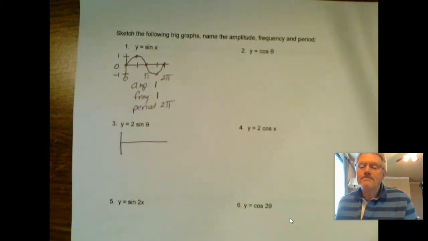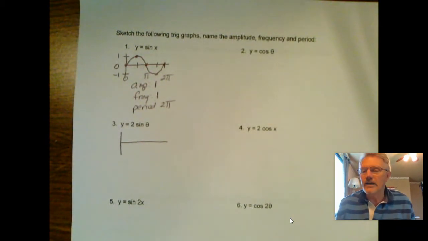All right. So the next one is y equals 2 sine theta. Now, theta is just another variable. If you take a look at your calculator and that button that you've been pushing for x all this time, if you look across, it's got some different variables there, and one of them is theta. When you push it, you're going to get an x, but it's just a variable.